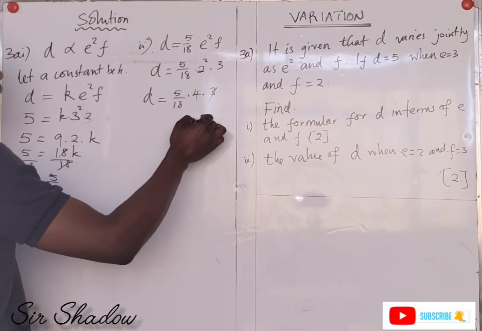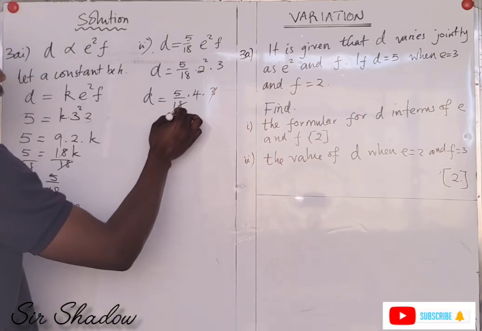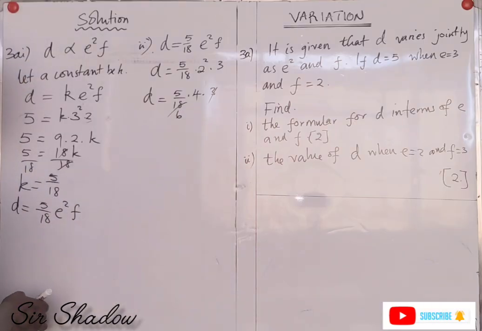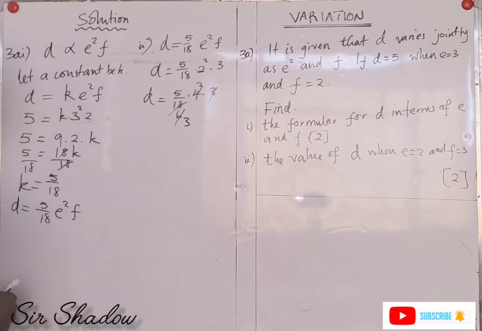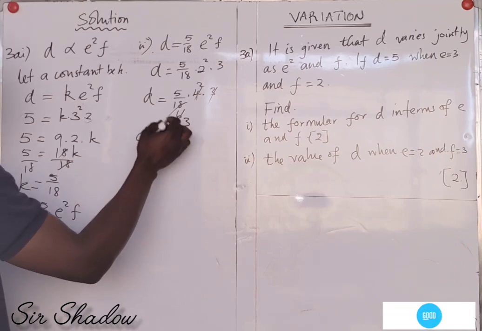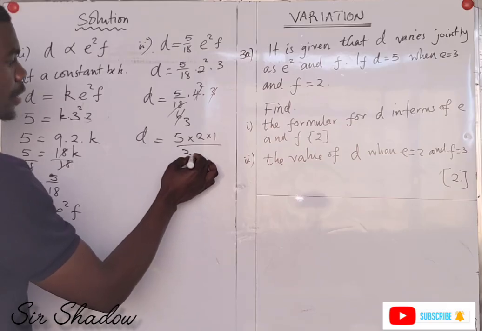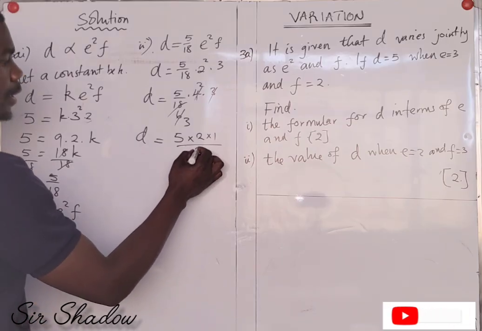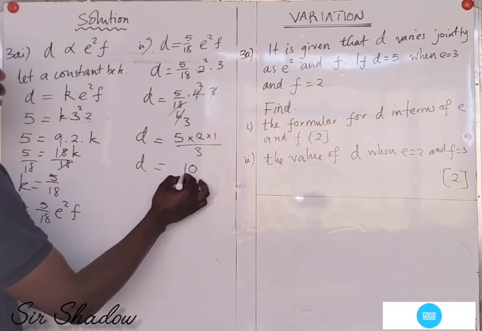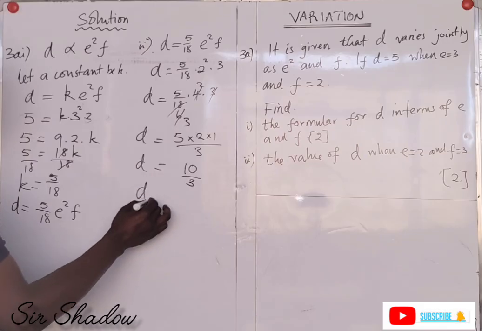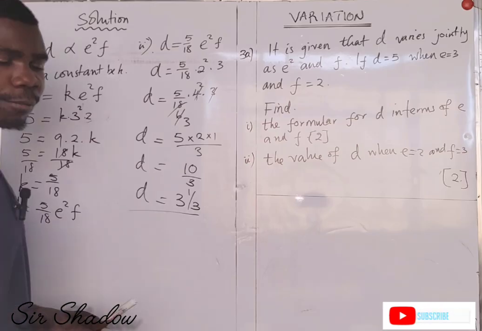Remember, this 3 can enter into 18 six times. Then divide by 2 to get 2, and divide by 2 to get 3. So D equals 5 times 2 times 1 over 3. So D equals 5 times 2, which is 10, times 1, which is 10 over 3. So D equals 3 wholes and 1 over 3. That's the value of D.